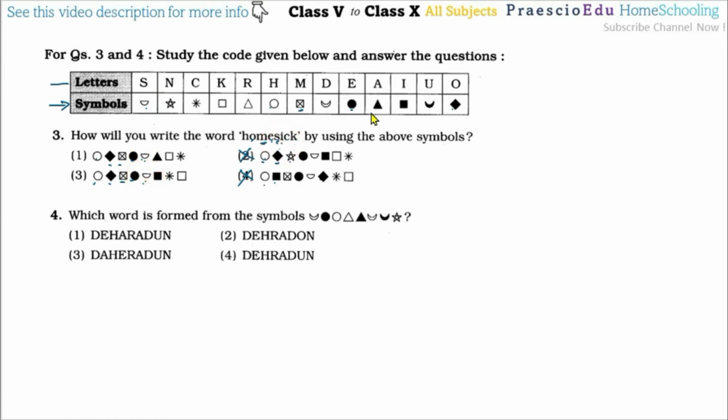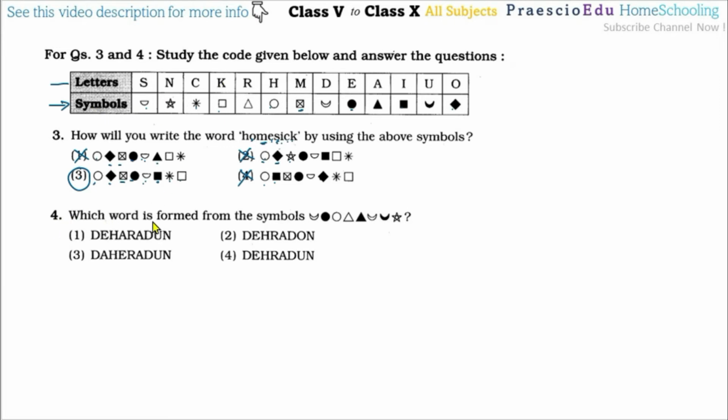Then I is this square. I has these squares, but here a triangle is shown, so option number 1 is incorrect. Option number 3 we will check further. Then C means this symbol, and K means this symbol. So option number 3 is the correct one, as per the matching of letters and symbols.